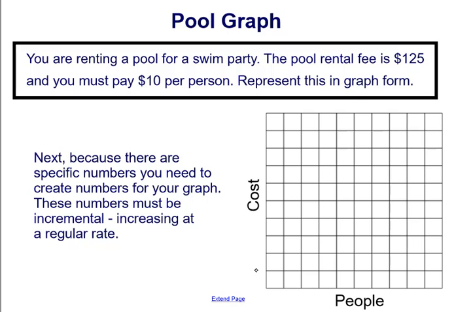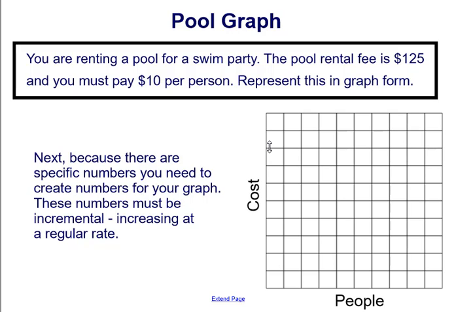Now also look at your numbers. We have to think, if these numbers must be incremental, they have to be increasing at a constant or regular rate. So think about the least amount of people that can come and the most amount of people that can come, and a good rate to count by. And then think about the cost.